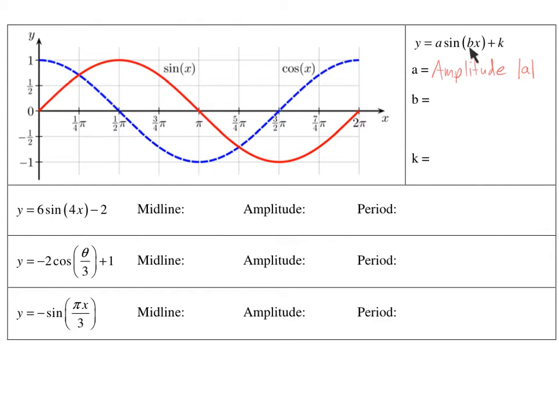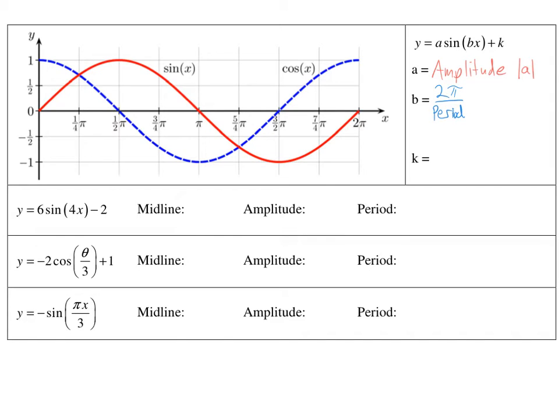The next part is B. What is this B telling us about the graph? Well, B relates to the period, but it's not the period. It's how you find the period. So B is always going to be 2 pi divided by the period.